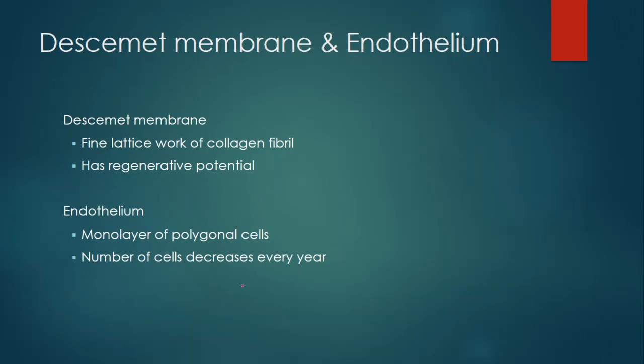Below the stroma is the Descemet's membrane. Descemet's membrane is a lattice work of collagen fibrils and it has a regenerative potential. The Descemet's membrane is lined by the endothelium, which is a monolayer of polygonal cells. The number of cells decreases with age. That is, the endothelium has a fixed number of cells at birth, and as the child grows up, as the age increases, the number of endothelial cells decreases.